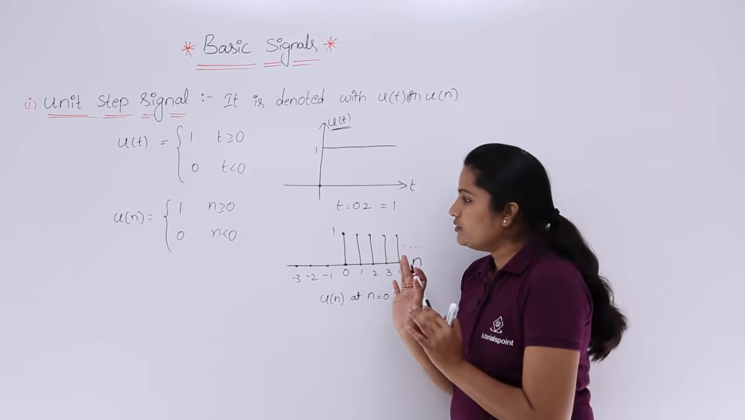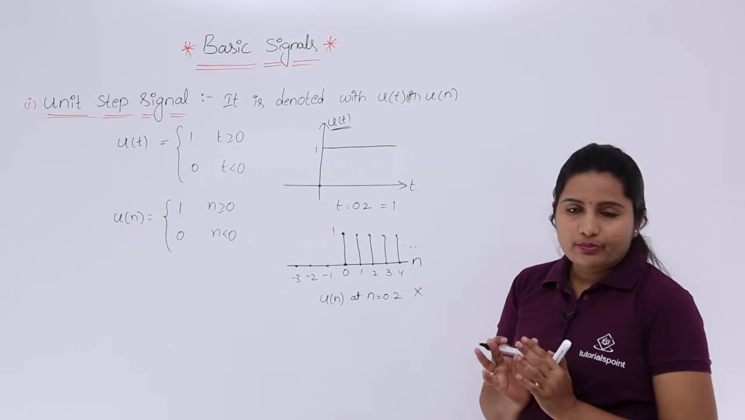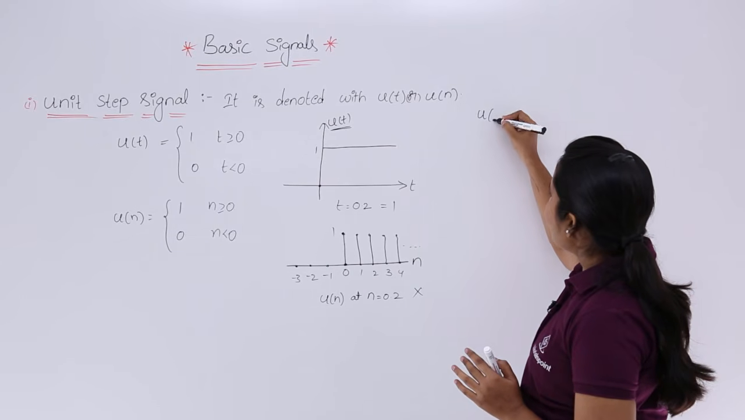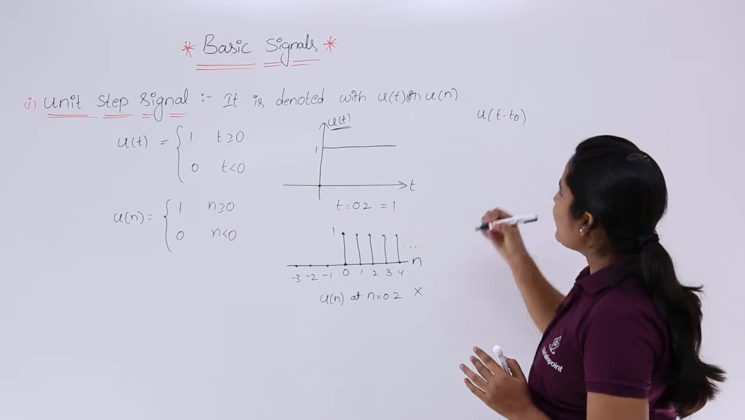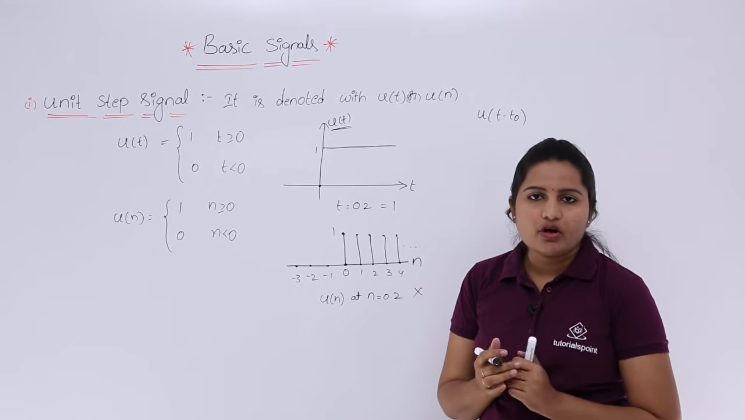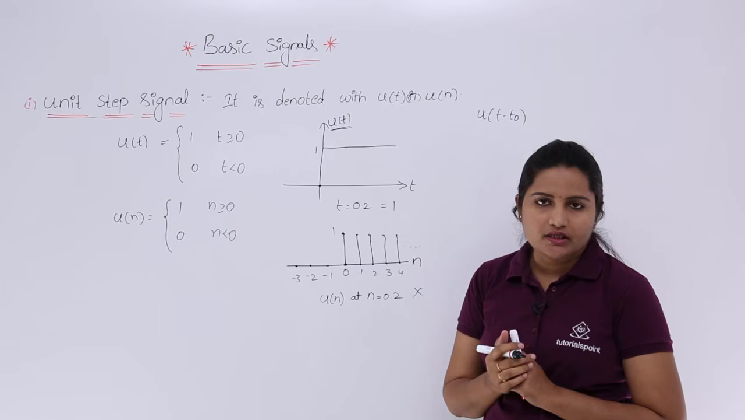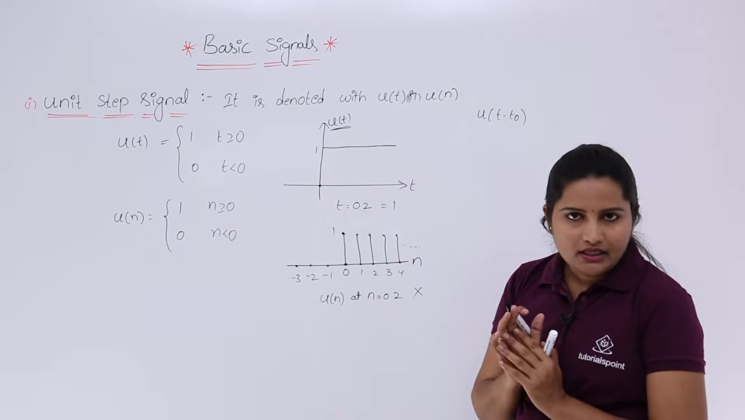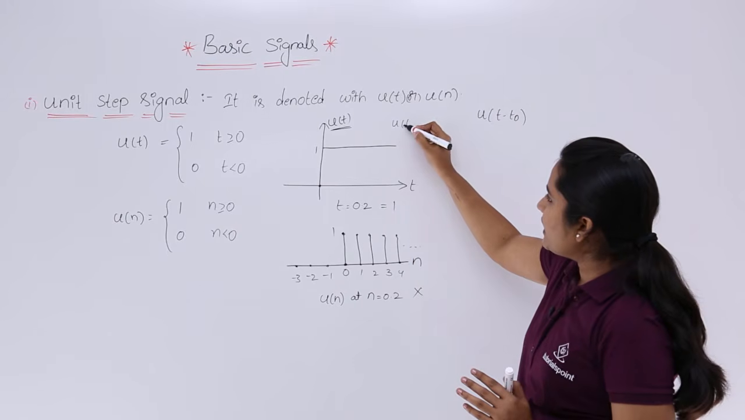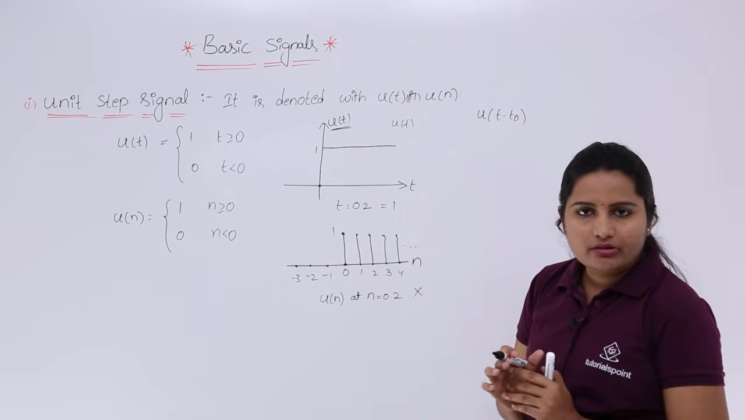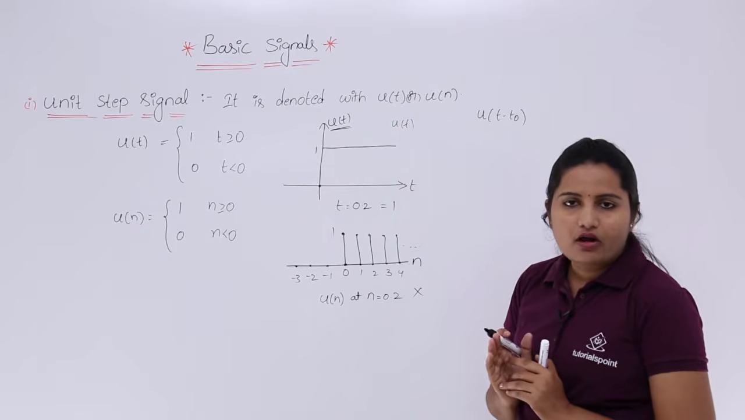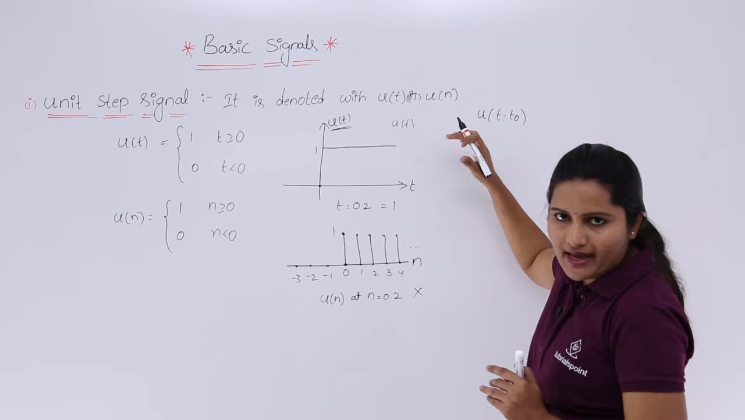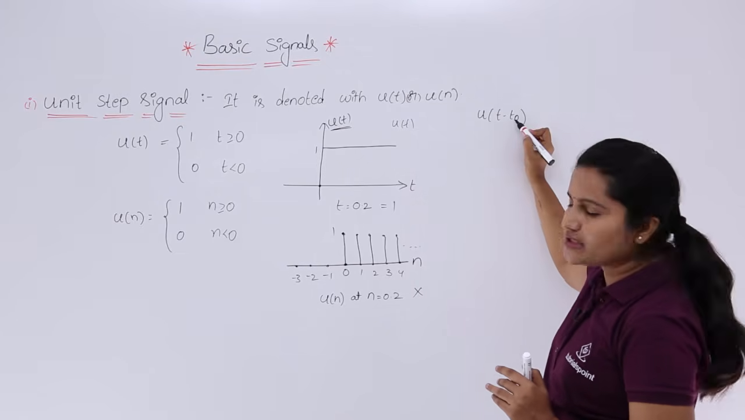Now you can come to some important properties of the unit step. Here we have u of t minus t naught. What may be the value of u of t minus t naught? This is a shifted unit step function. Considering this example, this is u of t, and u of t minus t naught means a shifted version of u of t. That means this step function is shifted by t naught.